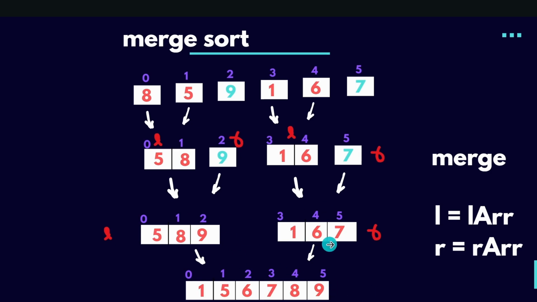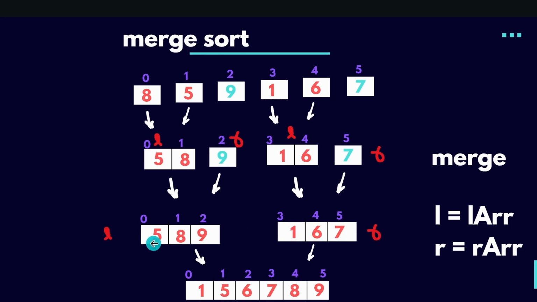But make sure that when you are merging both of them, you get ascending order. How can you achieve ascending order when merging? You have to compare the left array of 0 with the right array of 0. In this fashion you will get this order. The left array of 0 is 5 and the right array of 0 is 1.